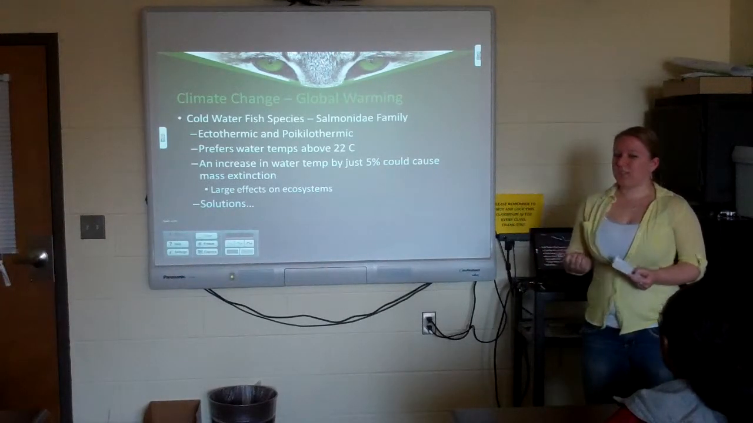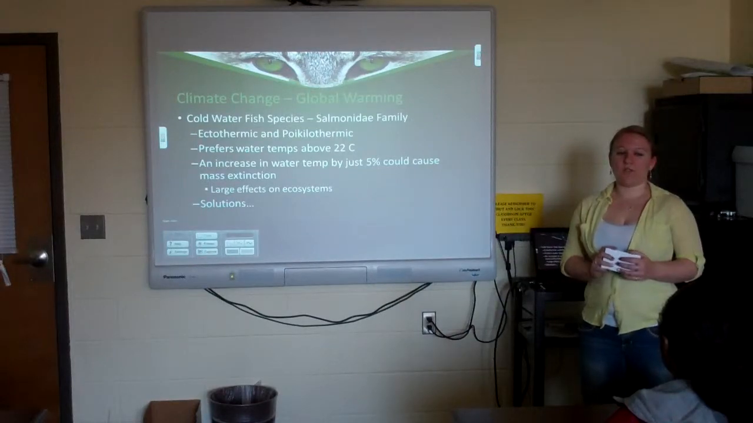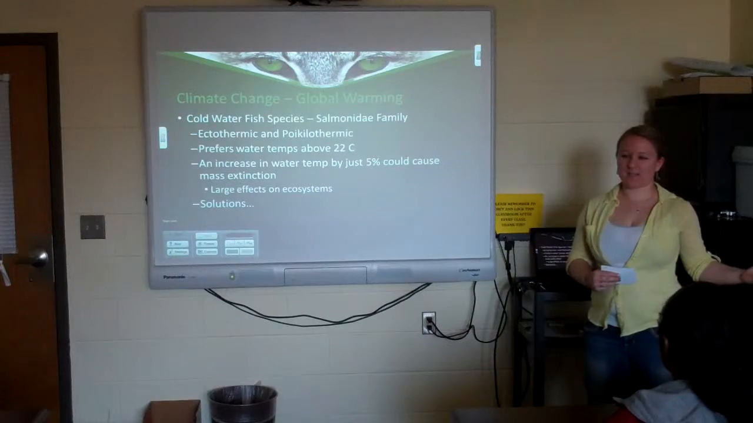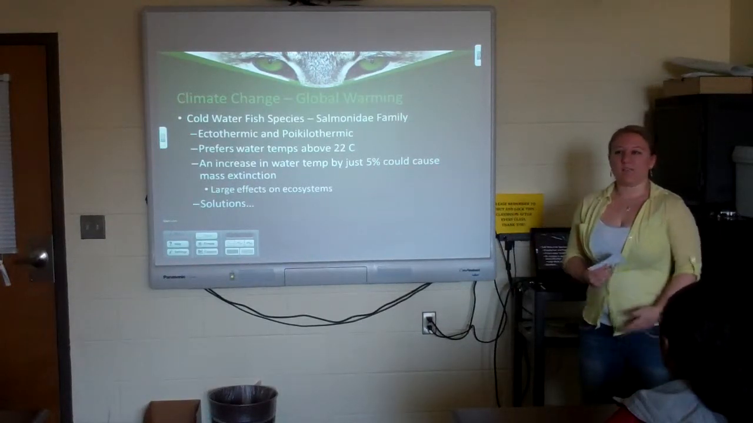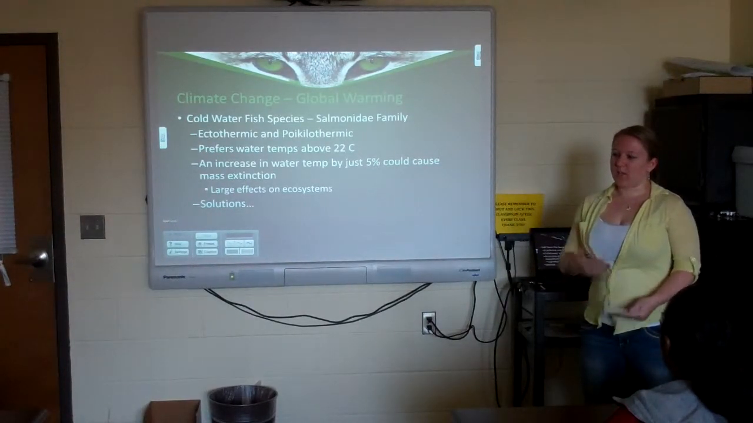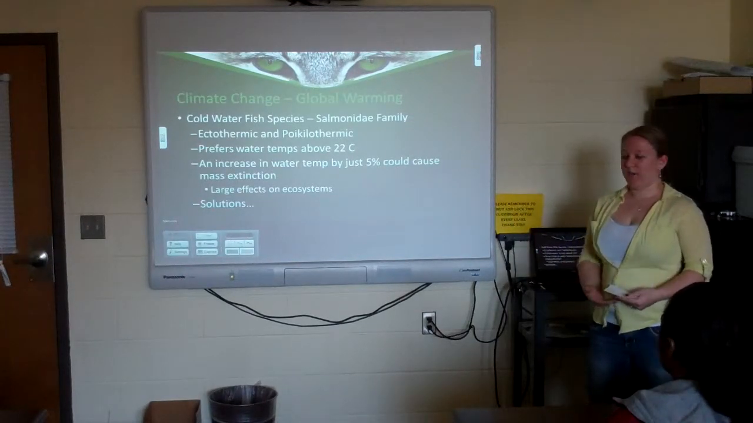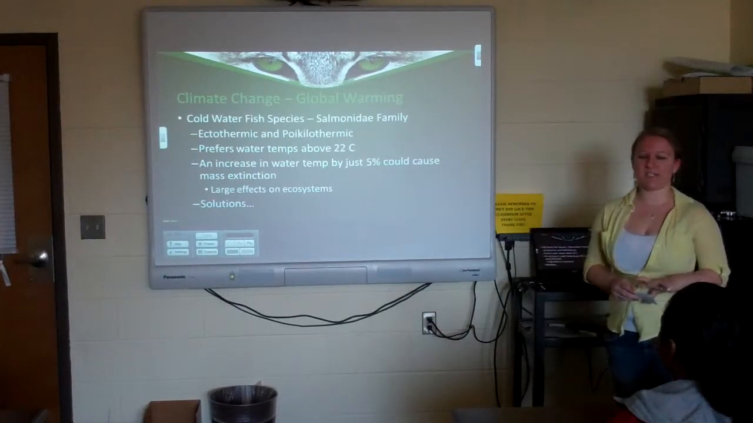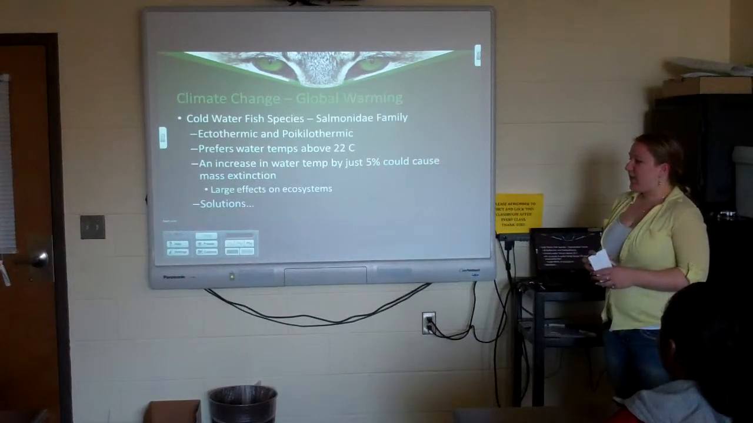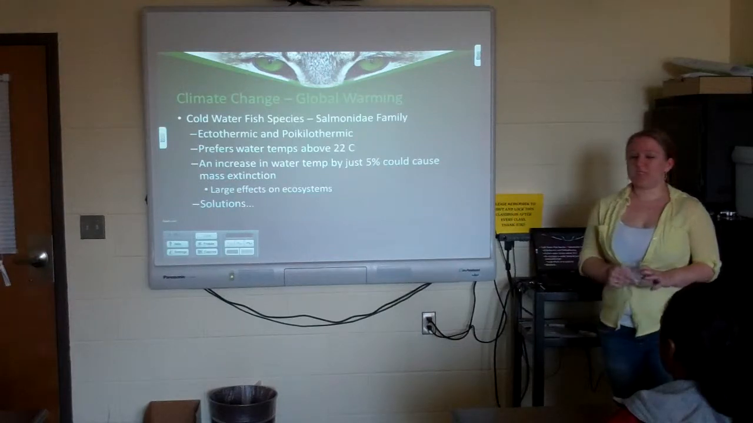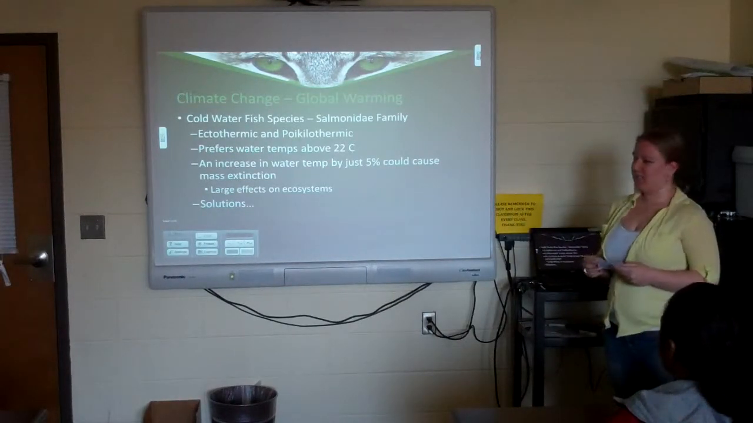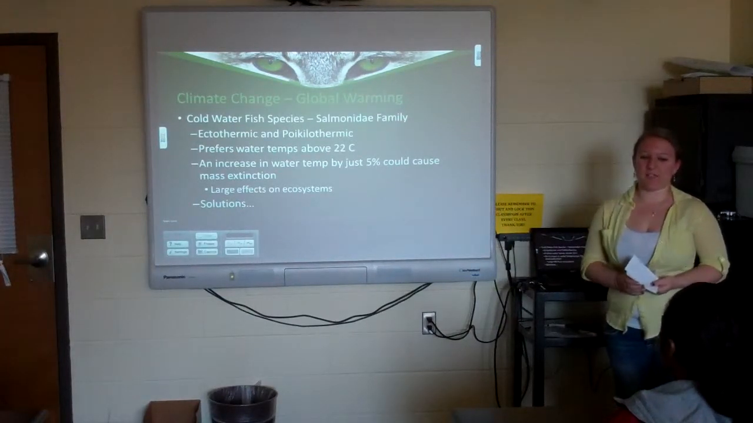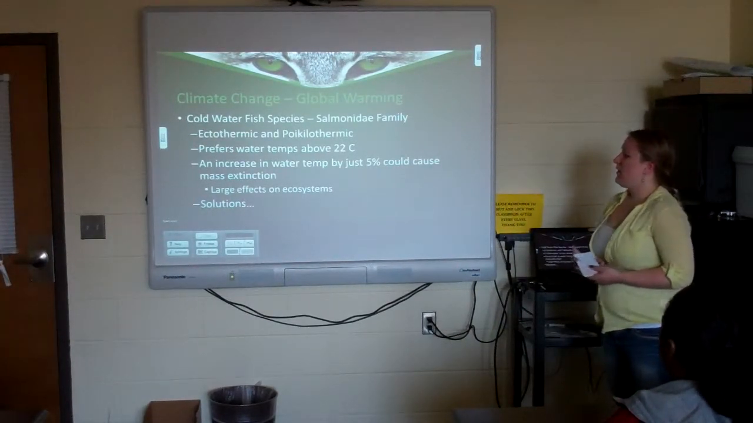However, fish are also poikilothermic, which means that they don't actively try and regulate their body temperature, so you're not going to find them basking in warmer waters. They're just going to adapt their metabolism to the water temperature that's around them. And they normally prefer water temperatures around 22 degrees Celsius. And unfortunately, an increase in water temperature of just 5 degrees could cause mass extinctions and could actually cause 68% loss of habitat for these cold water species.